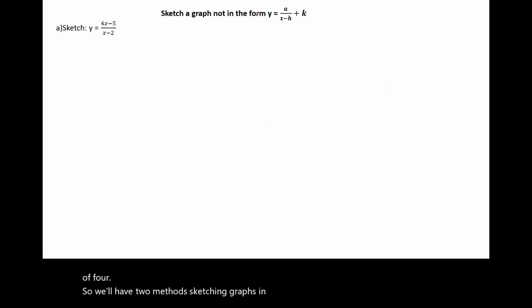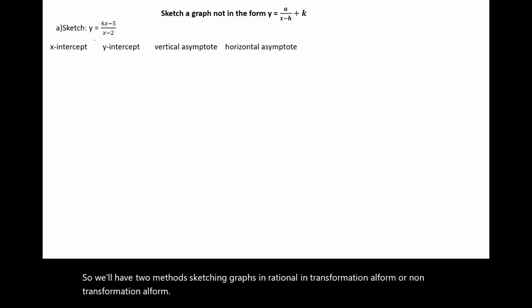Sketching general rational functions. We're looking at a rational function not in transformational form. So we'll have two methods, sketching graphs in transformational form or non-transformational form. When it's in non-transformational form, we'll find x-intercept, y-intercept, vertical asymptote, and horizontal asymptote.